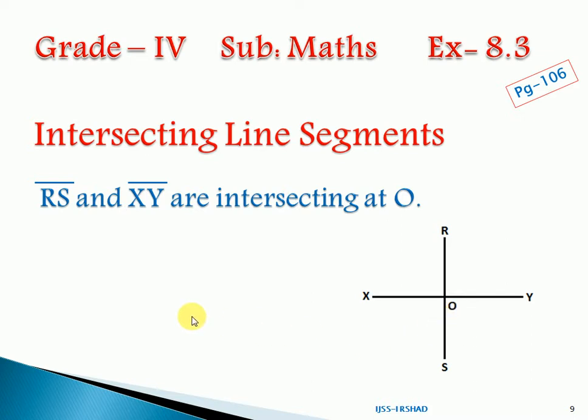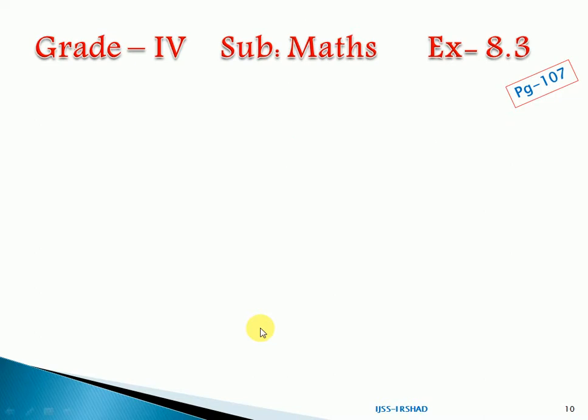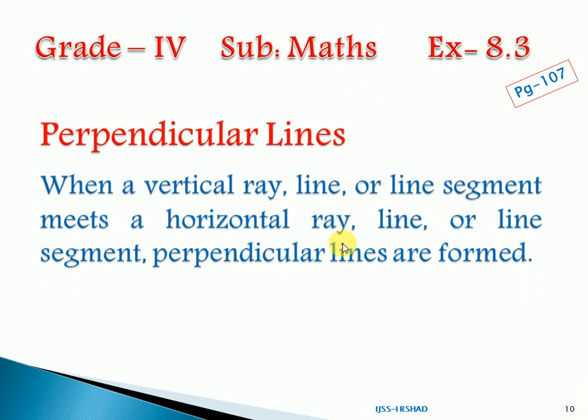Now we will move to the next point, which you can also find in your books on page number 106: perpendicular lines. So what are perpendicular lines? When a vertical ray, line or line segment meets a horizontal ray, line or line segment, perpendicular lines are formed. You can see this diagram.